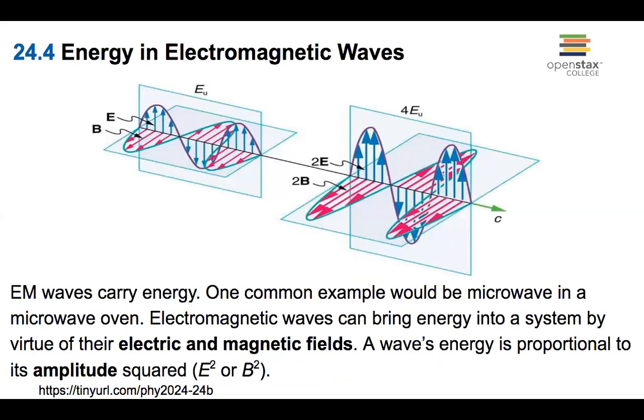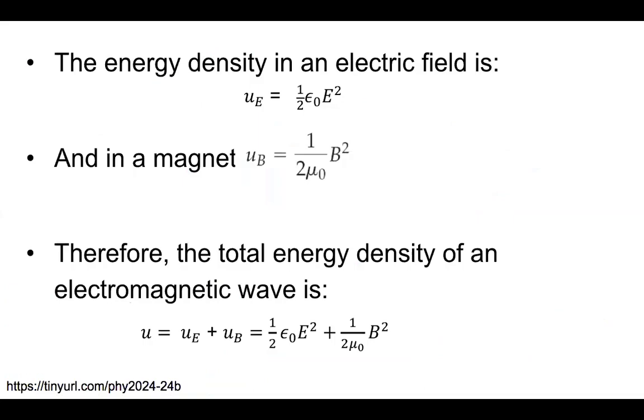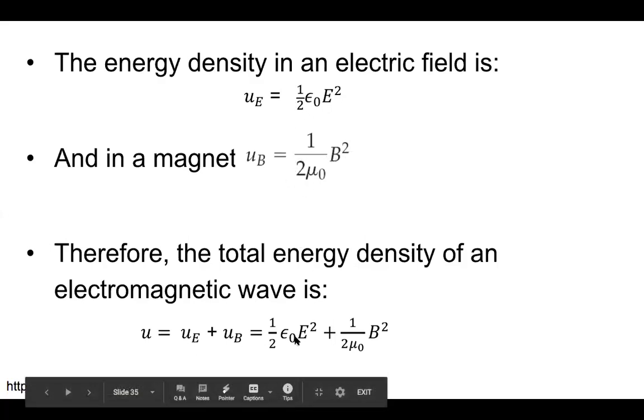Now let's talk about the energy in an EM wave. Because an EM wave is basically the propagation of electric field and magnetic field, there's energy involved here. The energy is proportional to the E field squared and also proportional to the B field squared. In the electric field, the energy density is 1/2 epsilon 0 E squared. In the magnetic field, it is 1/2 mu naught B squared. So the total energy density should be the combination of the two.